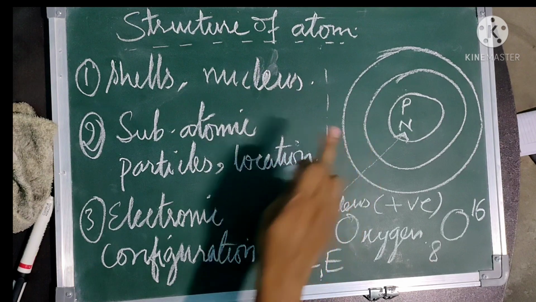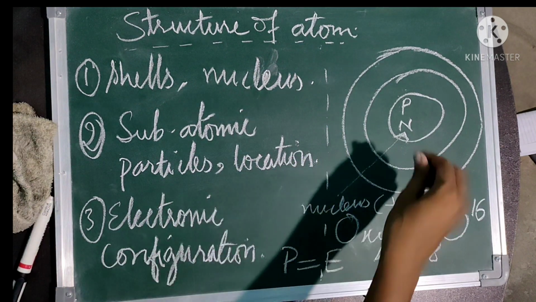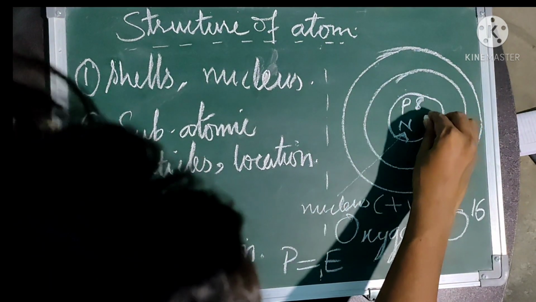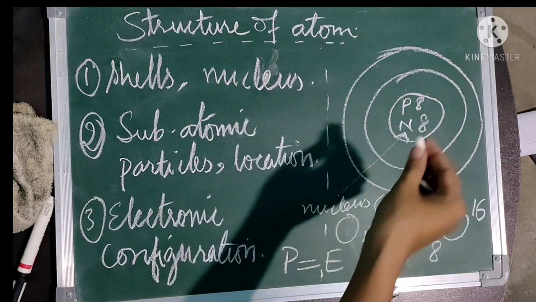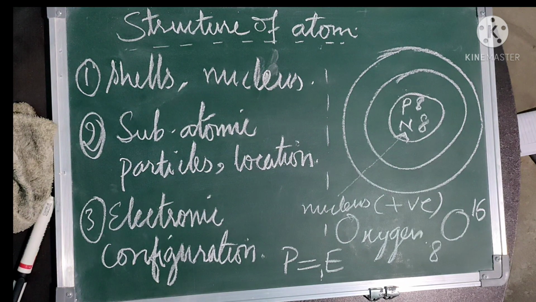distributed in these shells? Protons are residing here, 8 protons, 8 neutrons. They are composing the nucleus of oxygen atom. But how are the electrons residing in the shells here?